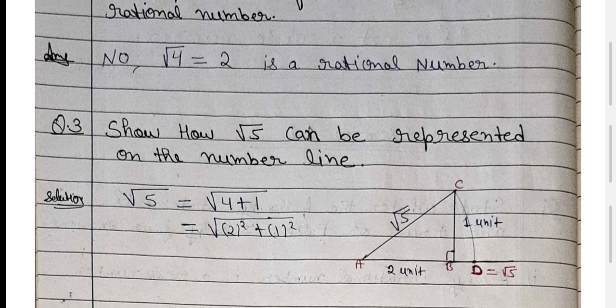Okay. Now come to question number 3. Show how under root 5 can be represented on a number line. This is a difficult question and a language type of question. It means we can understand it in a better way by using your own language. So let me explain first in Hindi, first in rough, and then I am going to explain in detail.